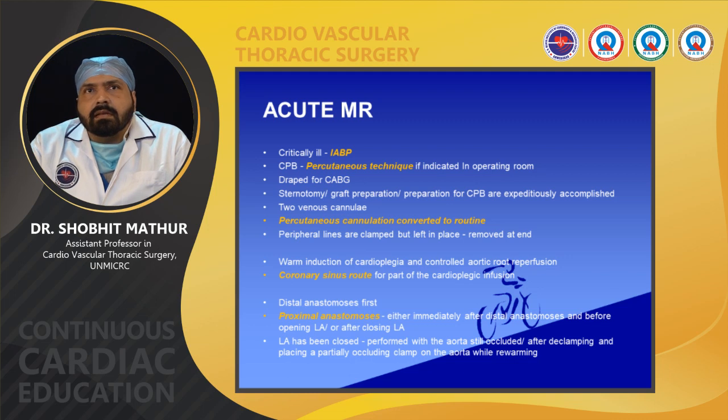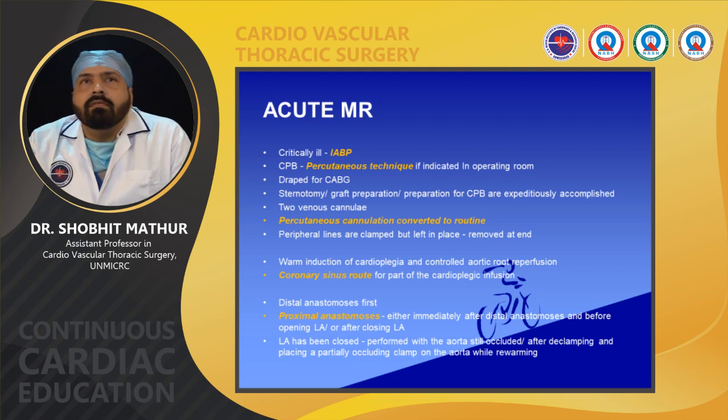Acute MR patients are critically ill. So prompt placement of an intra-aortic balloon counterpulsation pump has to be considered. CPB can be initiated in the operating room, and if on an urgent basis, then a percutaneous CPB can be initiated. Patient is draped for CABG, then a sternotomy and graft preparation are accomplished expeditiously. Two venous cannulas have to be placed. The percutaneous cannulation is now converted to a central cannulation or a routine cannulation. But the percutaneous lines are left in place. They are removed at the end.